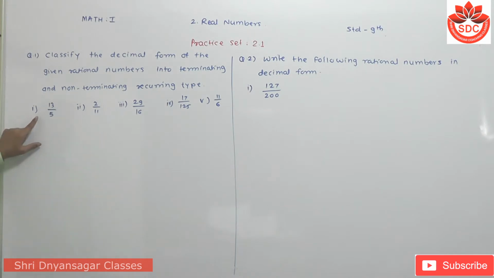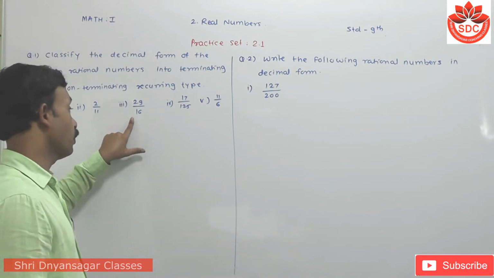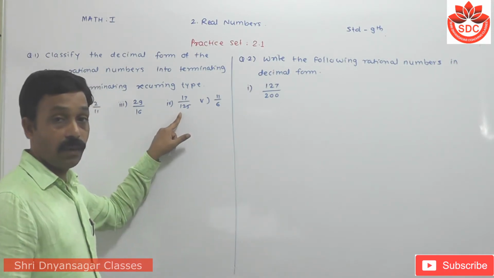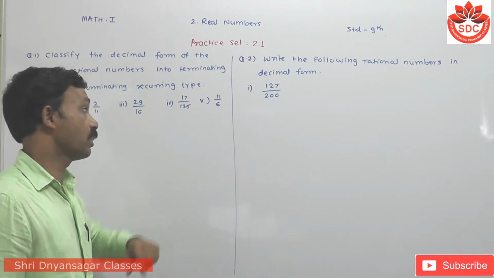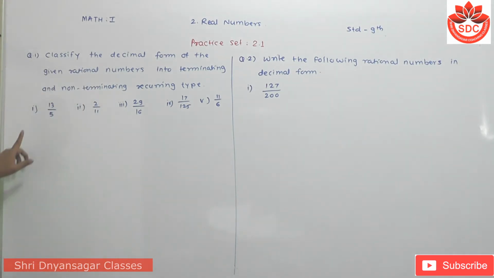Now look carefully. The first is 13/5, second 2/11, third one is 29/16, fourth one is 17/125, and fifth one is 11/6. Student, when we observe carefully all these sub questions, here the denominator is 5, meaning that this is the prime factor 5, so this is a terminating number.